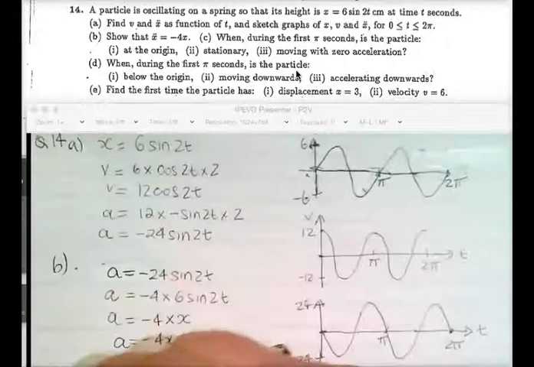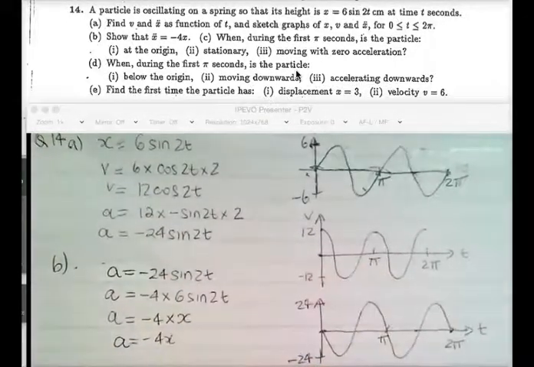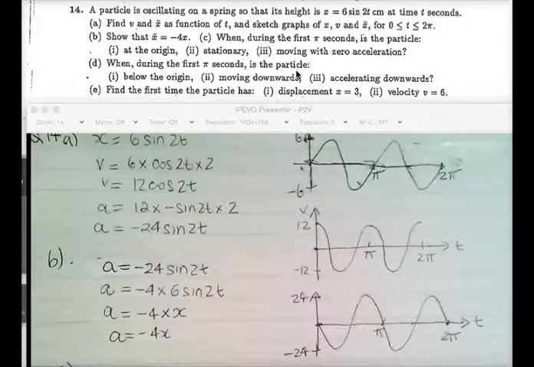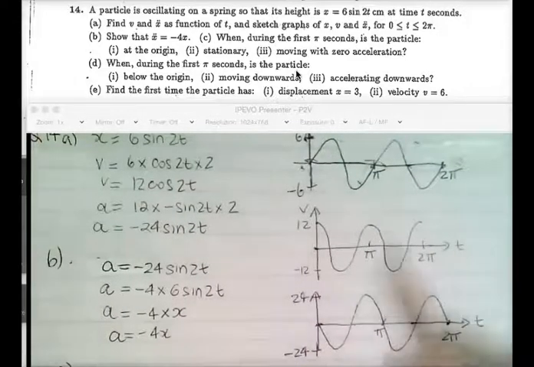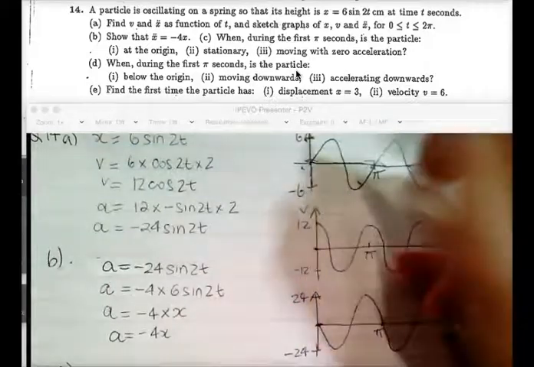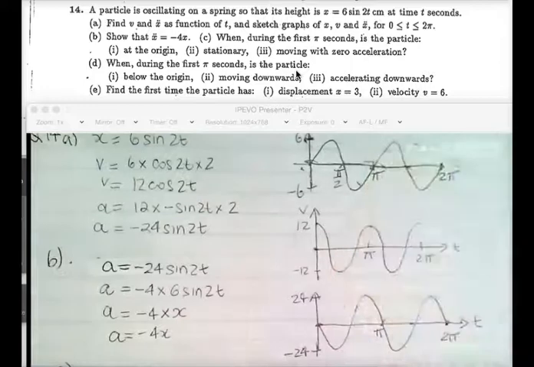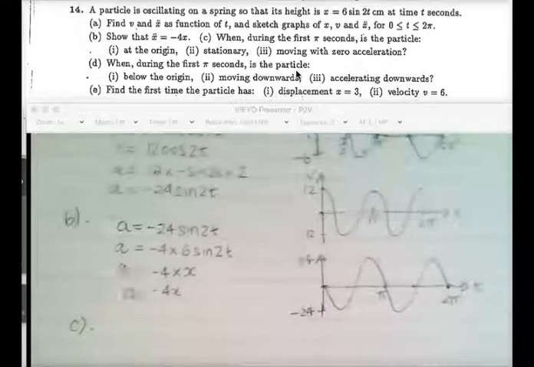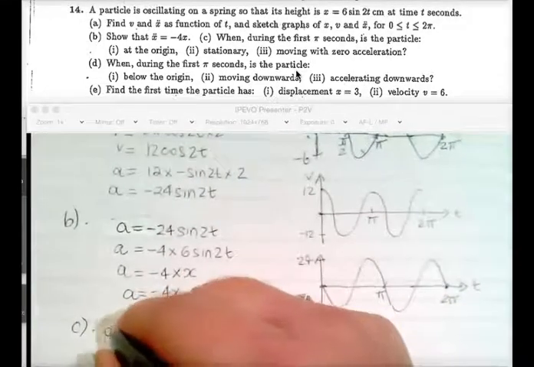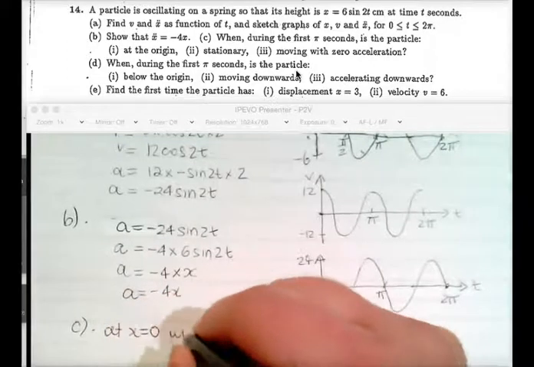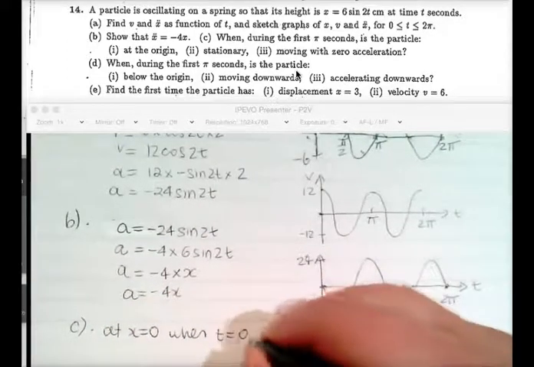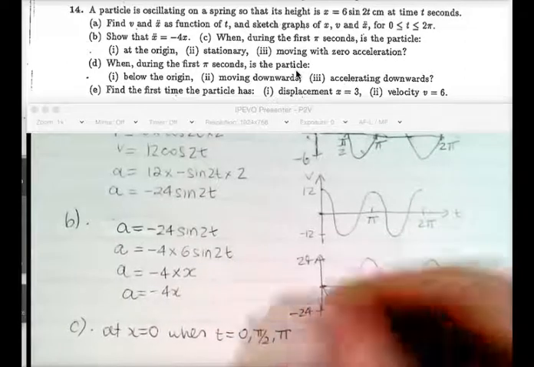Now part C asks, when during the first pi seconds is the particle at the origin? Well, the particle is at the origin at 0, pi on 2 and pi seconds. So they just want the first pi seconds. So it is at x equals 0 when the time is 0, pi on 2 and pi.